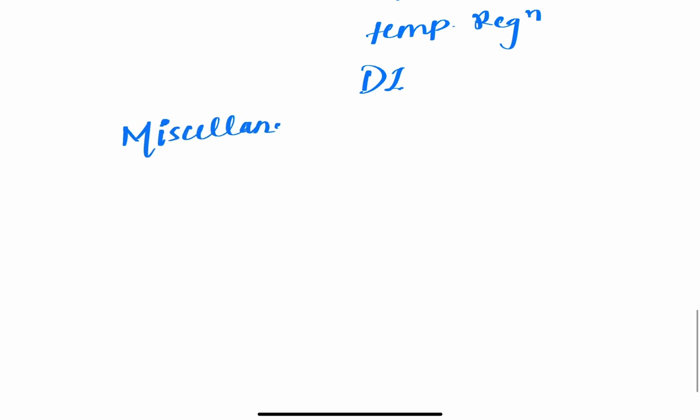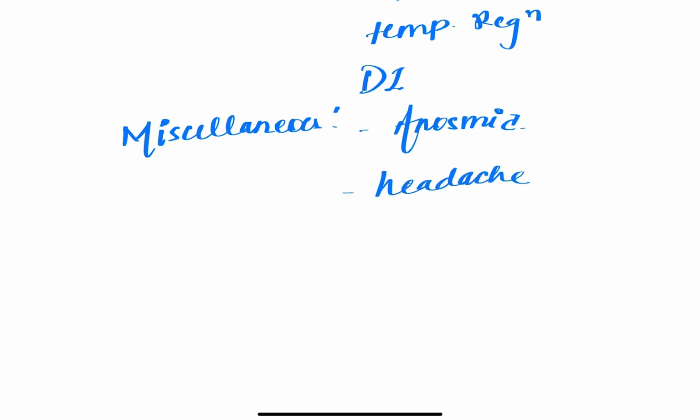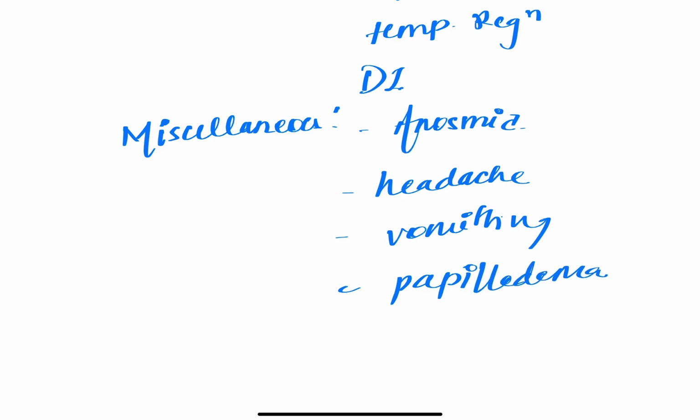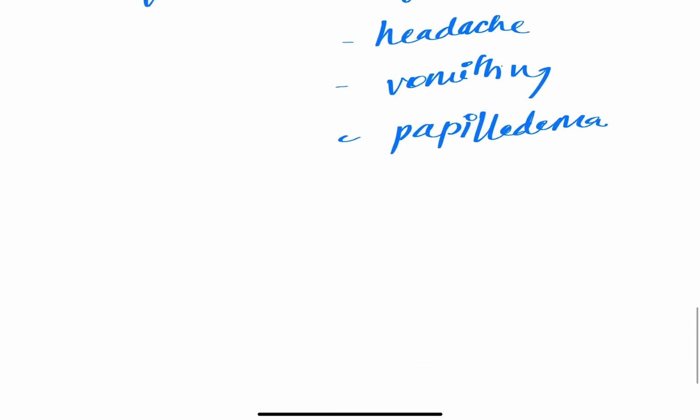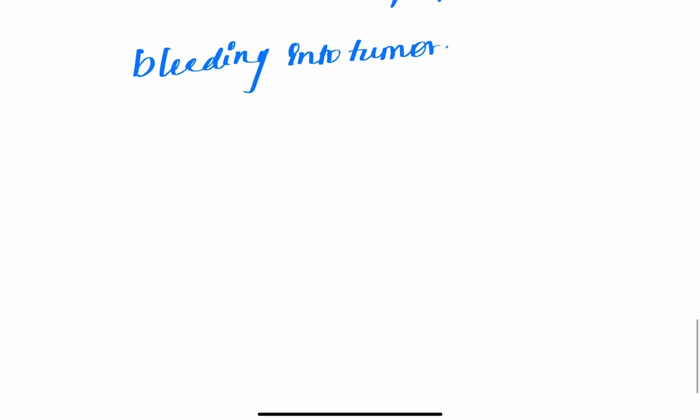And miscellaneous: anosmia. Anosmia is due to frontal lobe involvement. There can be headache, vomiting, papilledema due to intracranial tension. Occasionally there can be bleeding into tumor, so that is pituitary apoplexy.